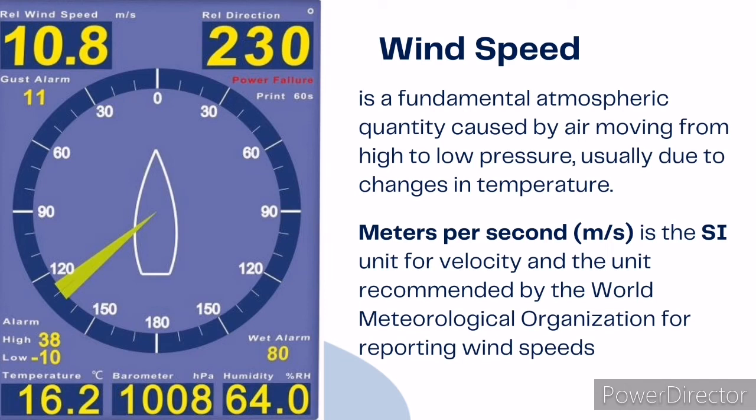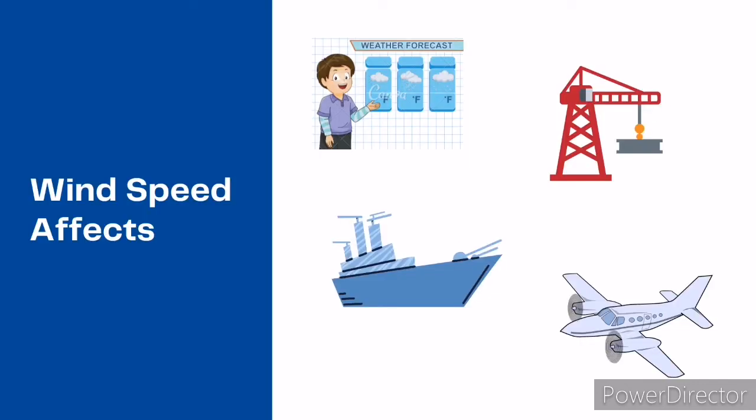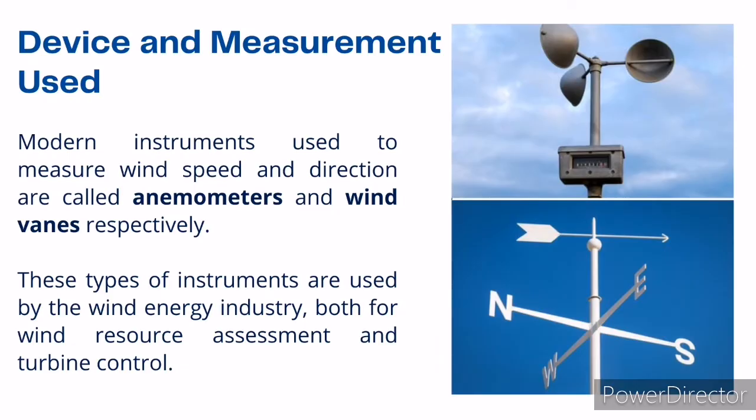Meter per second is the SI unit for velocity and the unit recommended by the World Meteorological Organization for reporting wind speed. Wind speed affects the weather forecast, project construction, maritime, and aviation. Accordingly, modern instruments used to measure wind speed and direction are called anemometers and wind vanes. This type of instrument is used by the wind energy industry, both for wind resource assessment and turbine control.